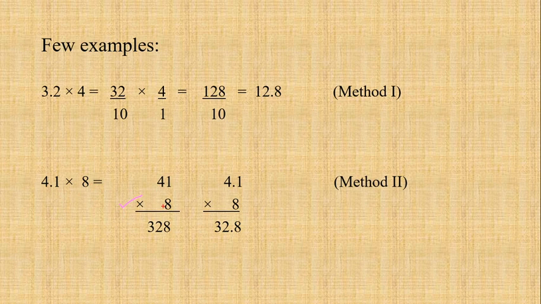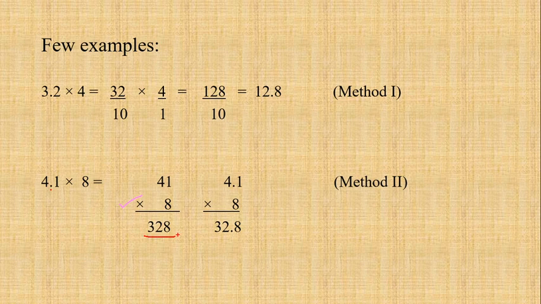This 8 is written the same, 8. Okay, first I will simply write the number instead of the decimal point. I am neglecting the point and I am writing 41 multiplied by 8. So 8 ones gives me 8, 8 fours gives me 32. So here my answer is 328.